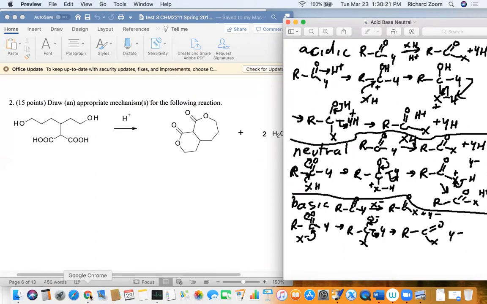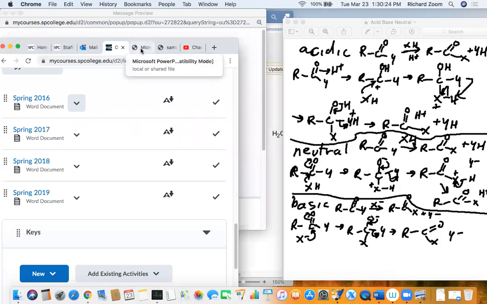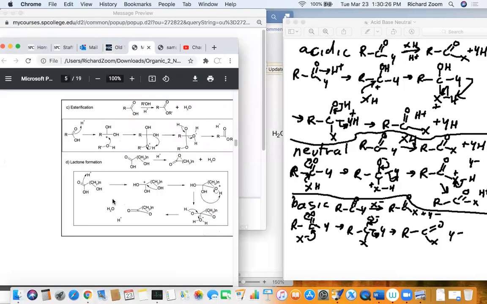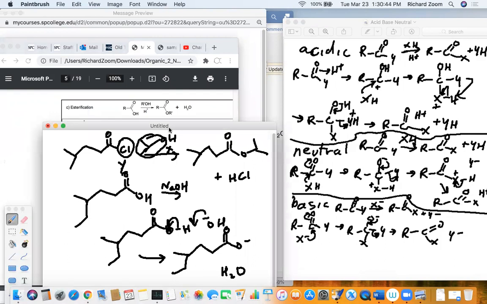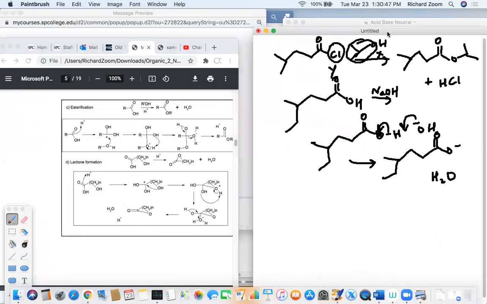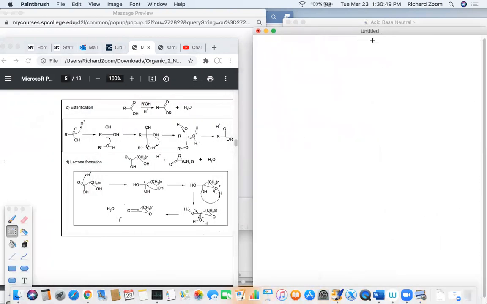Where are we? Okay. Yeah, so we're looking at lactone formation, this one here, D. I'm going to go through an example of that, and then I'll show you how that applies to problem 2. This is going to follow the acidic mechanism, but let's go through and show the mechanism for it.